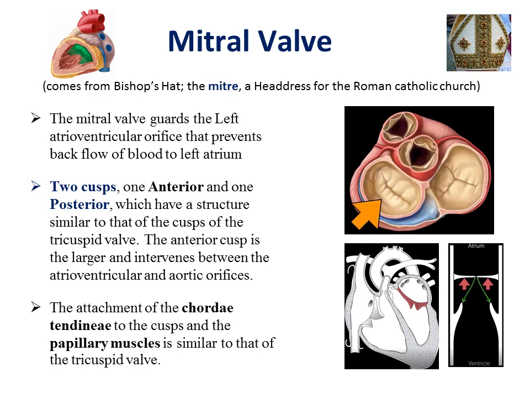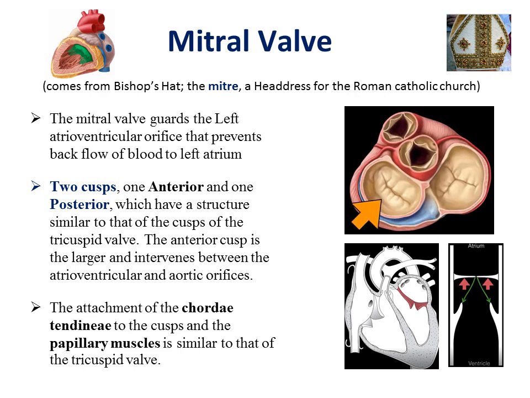The mitral valve guards the left atrioventricular orifice and prevents backflow of blood to the left atrium. This is the one bicuspid valve. The two cusps, one anterior and one posterior, have a structure similar to that of the cusps of the tricuspid. That's to say, there is a ring, a leaflet, chordae tendineae, and papillary muscles, anterior and posterior, according to their relative position. The anterior cusp is larger and intervenes between the atrioventricular valve and the aortic orifice.